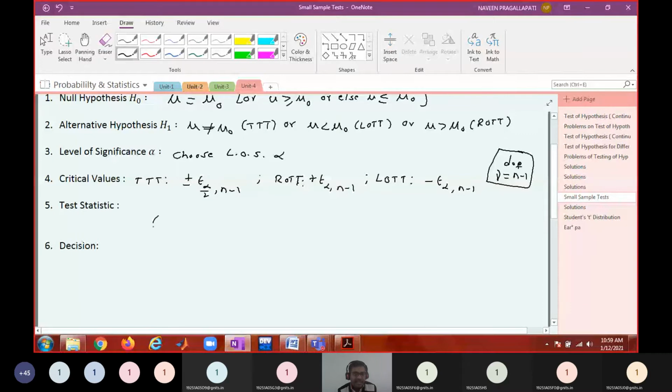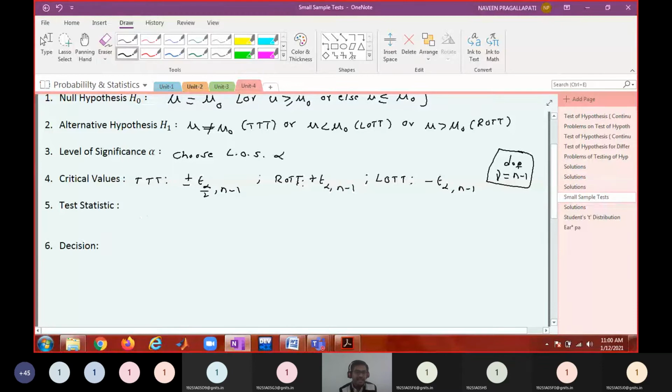Okay. So what will be the test statistic here? In case of Z, can you recall? It is x bar minus mu naught by sigma by root n. In our case, it is going to be t. T is going to be x bar minus mu naught by s cap by root n. What is s cap called? Unbiased estimator, right? S cap square is the unbiased estimator of the sample variance. So we'll write the test statistic like that.